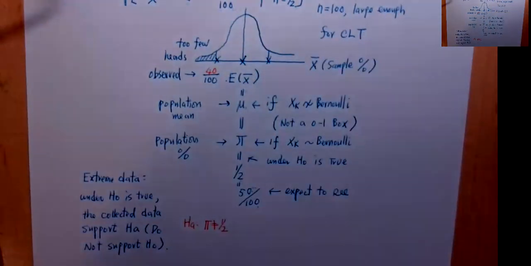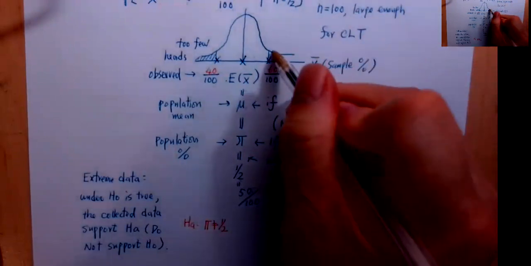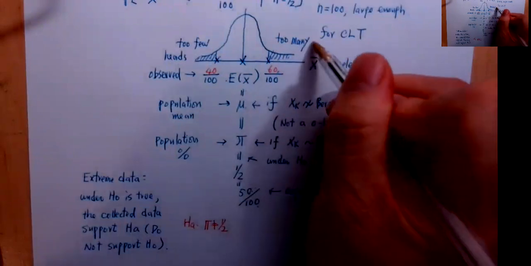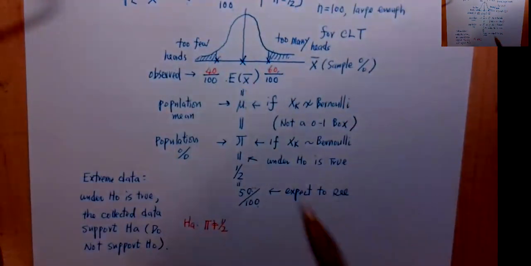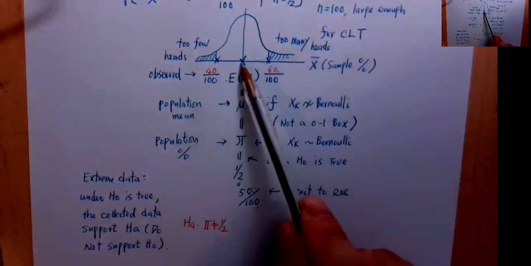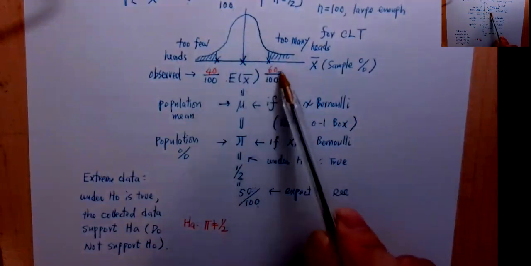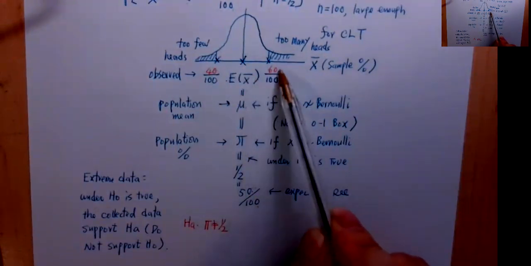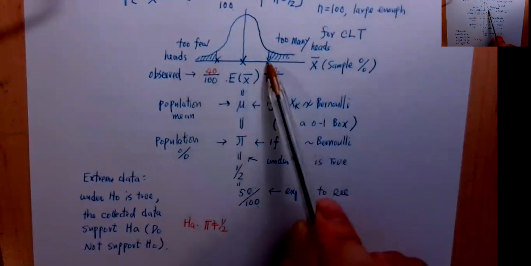Say, 60 over 100. If you flip the coin 100 times, you see 60 heads or even more. That means this side means too many heads. This is also a deviation from what you expect, 50 out of 100. Now, some people may ask, why 60? Well, let's take a look. From 40 to 50, that is 10. From 50 to 60, that's also 10. So this is equally extreme. Can you see that? This side means too few heads. This side means too many heads.